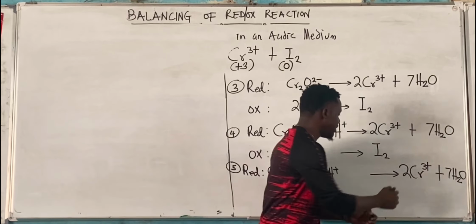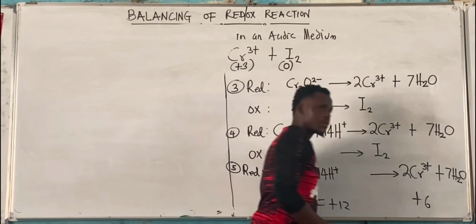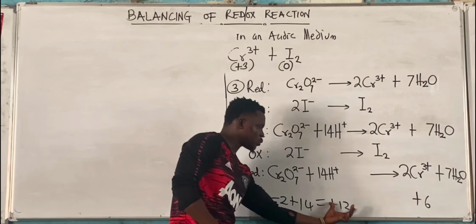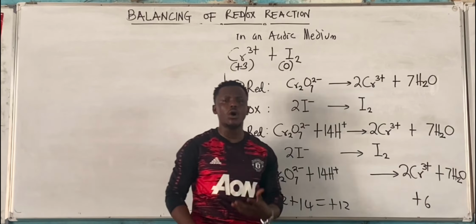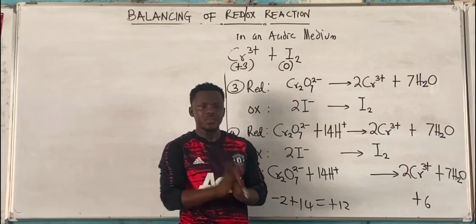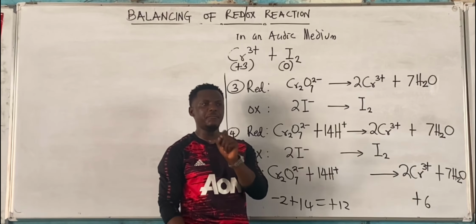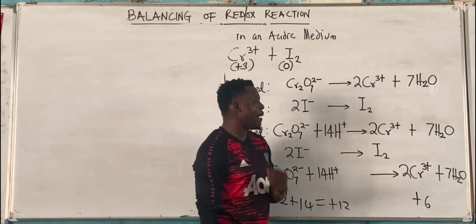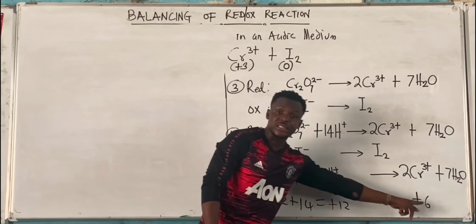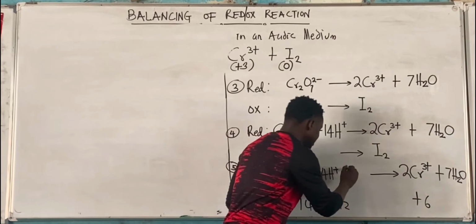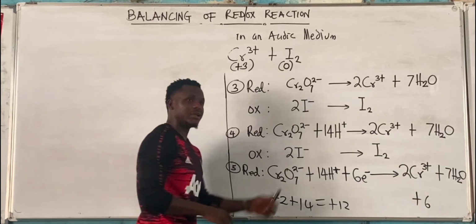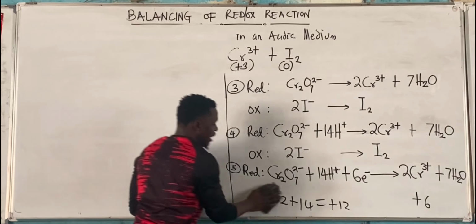Now the right hand side is 2 times 3, is what? Plus 6. Right? 2 times 3. So between plus 12 and plus 6, which of these is more positive? Plus 12. So our aim is to reduce this plus 12 to be like plus 6. So how many electrons will I add to 12 to reduce it to 6? It's 6. So you come here and say plus 6 electrons. So that's how we got that guy. Now we move down to the next one.